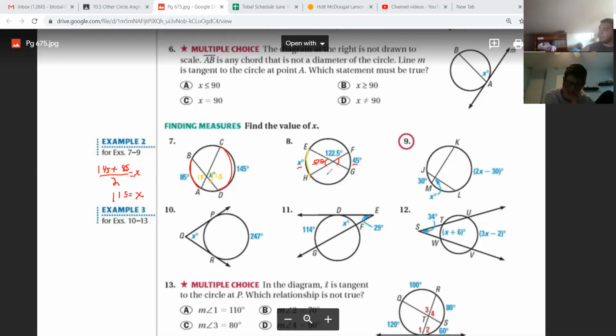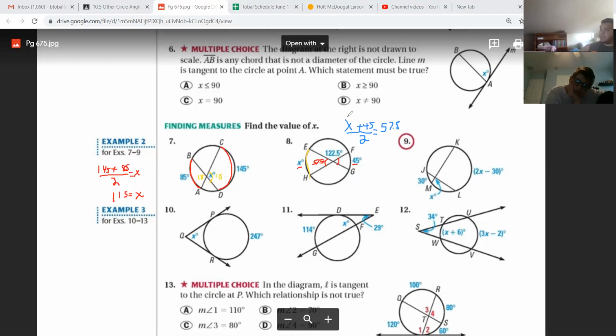Yeah, 57.5. Now we know that middle red angle, we can do the setup for the equation. The setup is going to look like this. We have our two parts here. I don't know what x is, so I have to write it as x. x plus 45 divided by 2 equals 57.5.